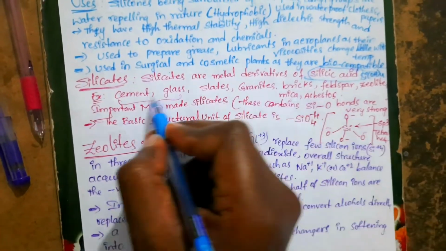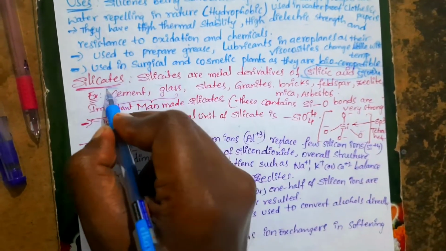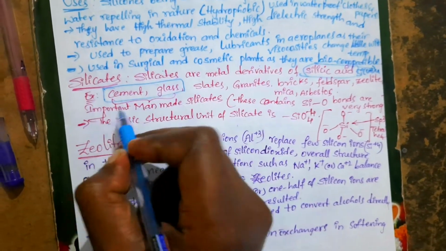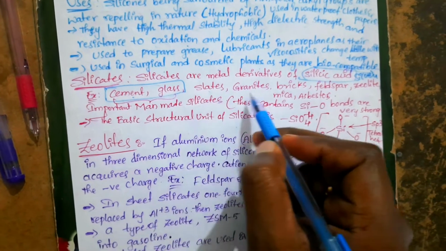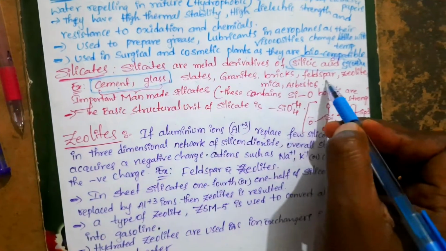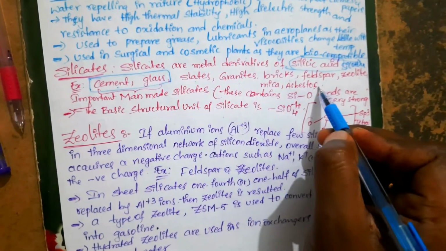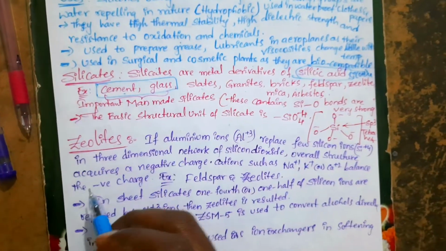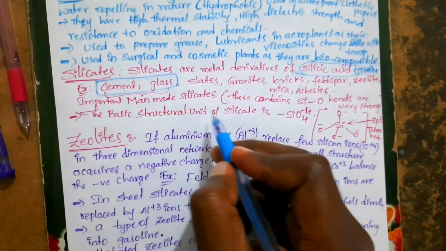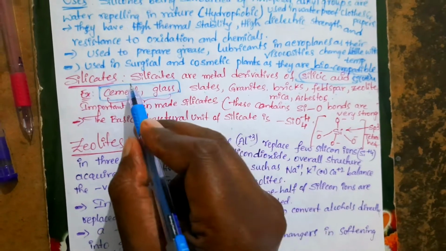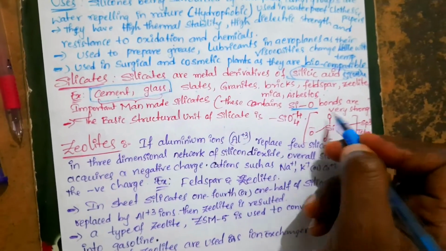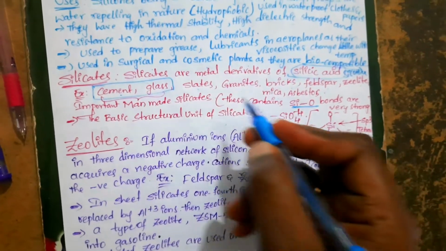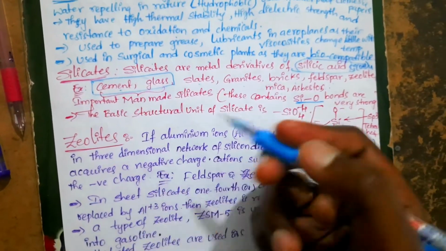So what are the examples? Cement and glass are the most important man-made silicates. The remaining are slate, granite, bricks, feldspar, zeolite, mica and asbestos. These all come under examples of silicates. These silicates contain repeatedly combined Si-O bonds, which are very strong bonds. For that reason they are used in construction, in cement also.